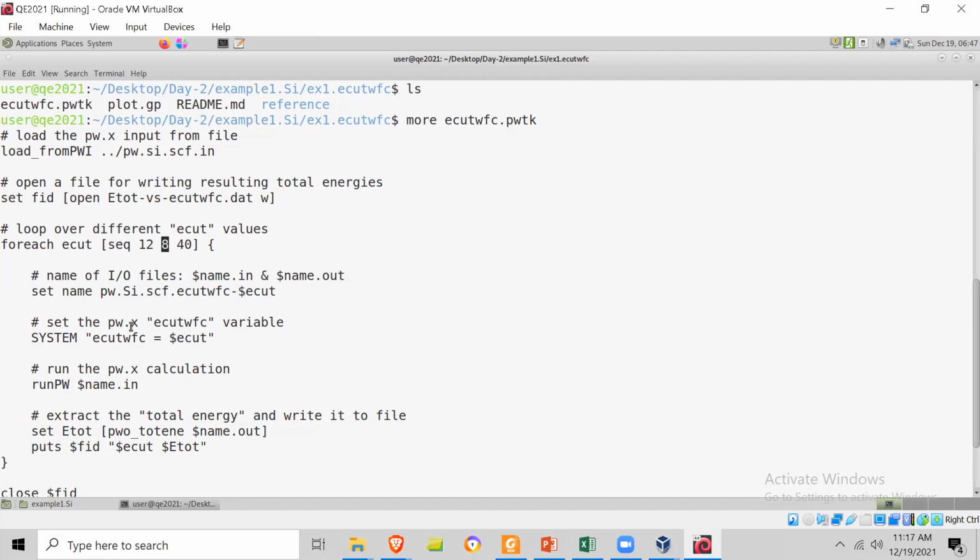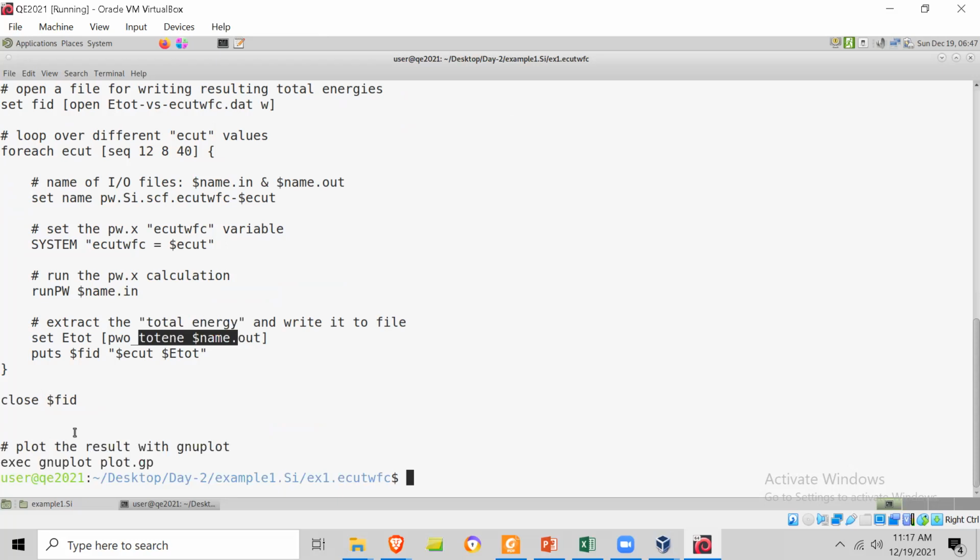It will run the pw.x command, which is the Quantum Espresso code, the compiled code to run the DFT calculation. It will substitute the cutoff value, run it, then extract the total energy, write it to a file, and finally plot it. It's a for loop. It will run everything, and then it will plot it.